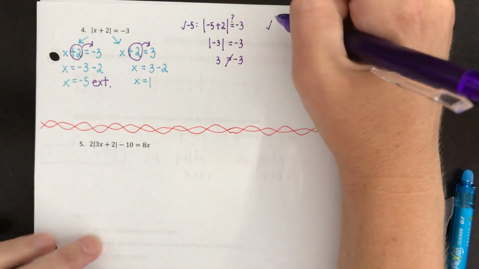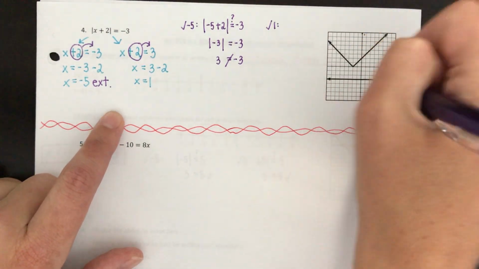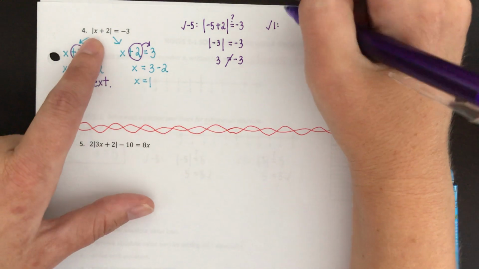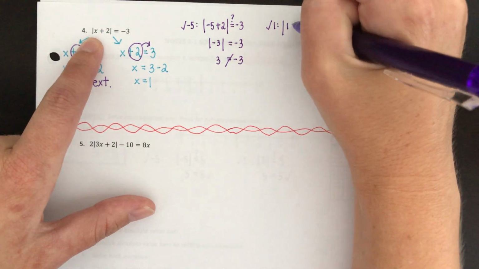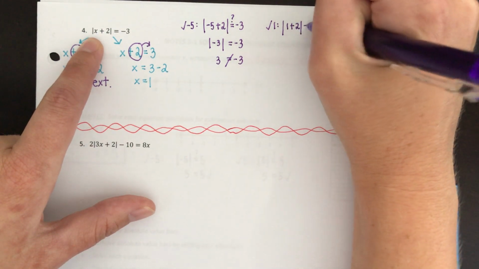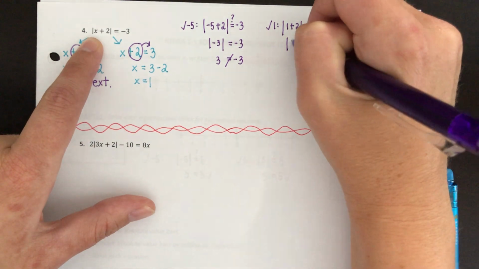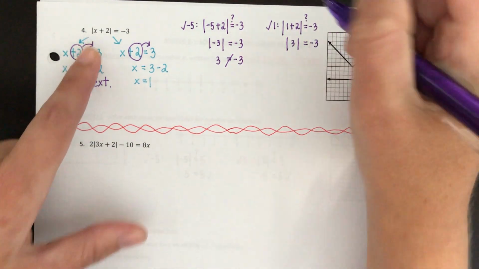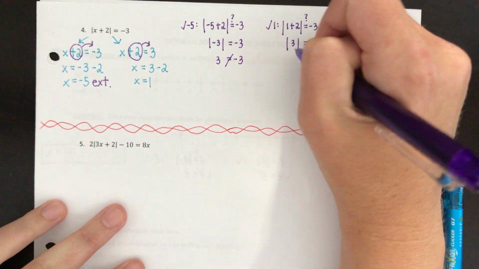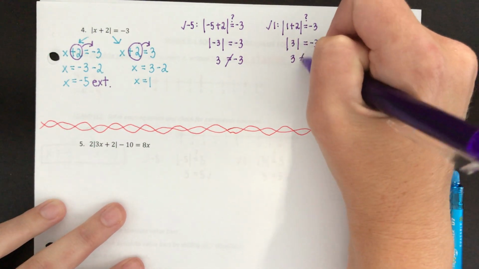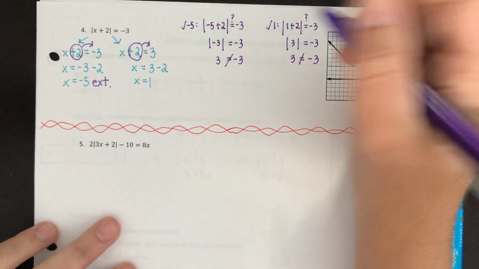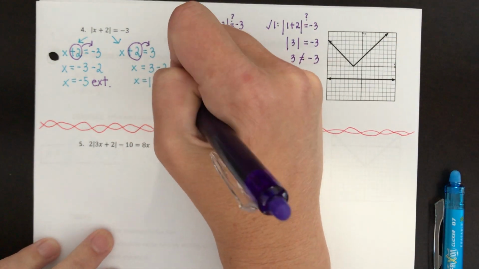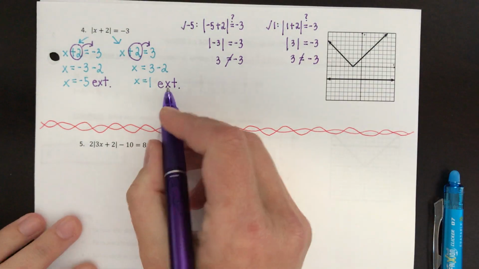Let's check the other one. I'm leery since I don't have any intersections. All right, so let's check 1. So this would be absolute value of 1 plus 2 equals negative 3. So that would be absolute value of 3. Does that equal negative 3? No, because the absolute value of 3 is 3. And that does not equal negative 3. So again, 1 is an extraneous solution. So I put EXT next to it.